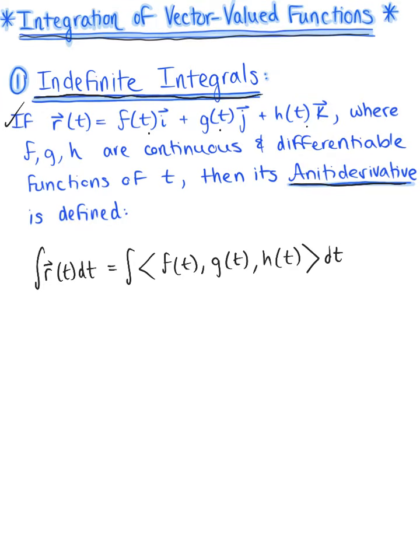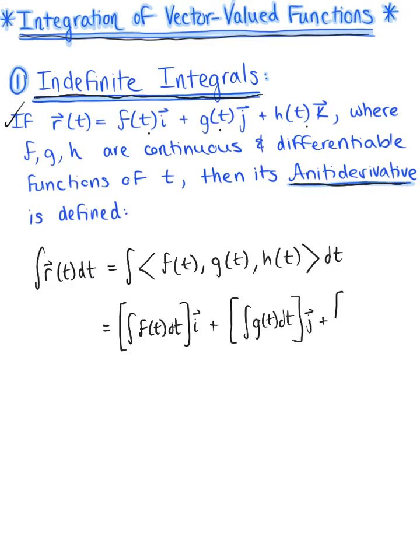And now, just like with evaluating the limit or finding the domain of a vector-valued function, it's oftentimes going to be a little easier for us if we think about this antiderivative component by component. So we can write this out as the sum of the separable components. We have the integral of f of t dt i hat plus the integral of g of t dt multiplied by j hat plus the integral of h of t dt multiplied by k hat.